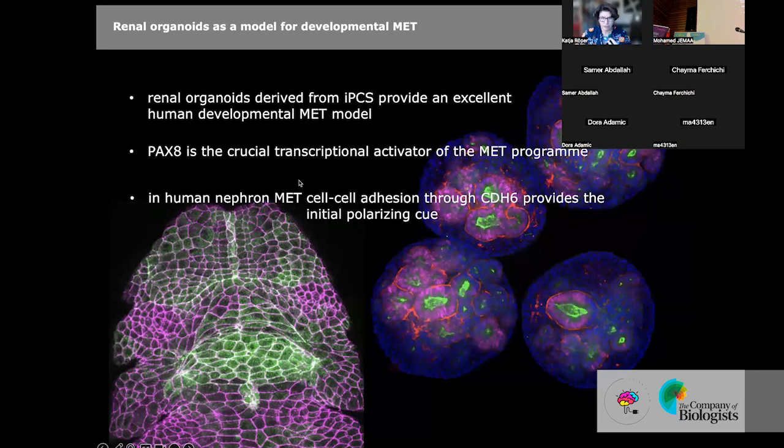So I hope I showed you that renal organoids derived from human induced pluripotent stem cells provide an excellent human developmental model of mesenchymal-to-epithelial transition. And I hope I convinced you that PAX8 is a crucial transcription activator of this MET program. And then in human nephron formation and MET, the cell-cell adhesion that is driven by cadherin 6 seems to provide this initial polarizing cue.